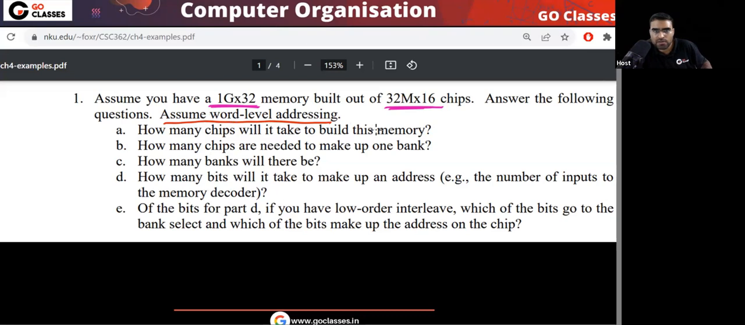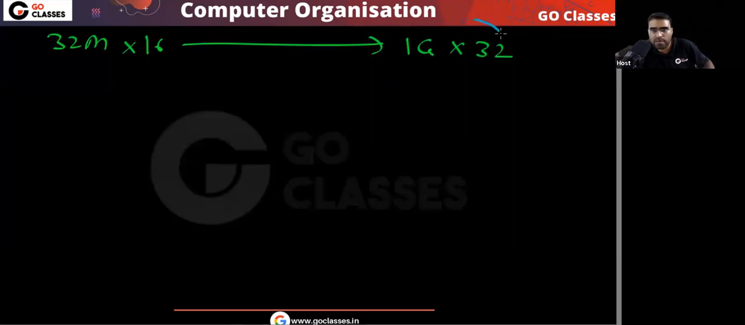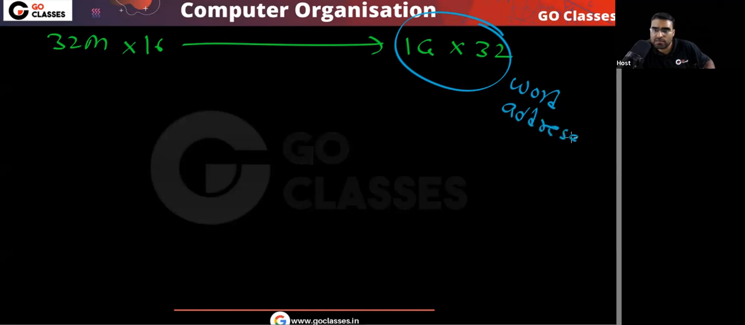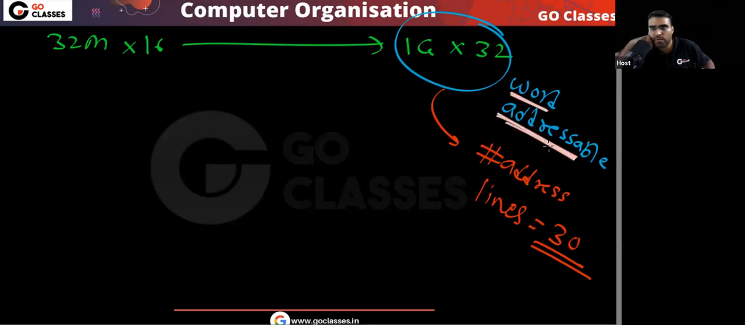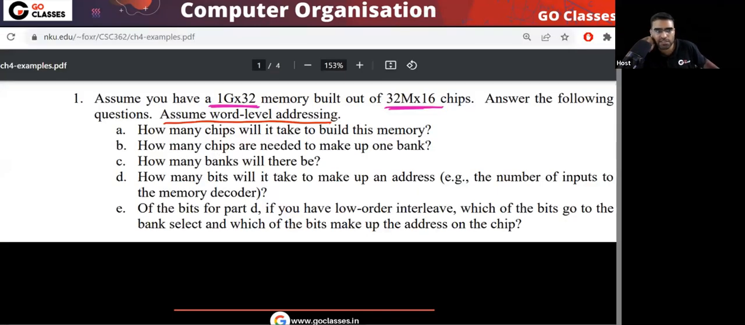And remember, you have word addressable memory. This is word addressable, so you have created word addressable memory. So tell me, what is the number of address lines? That will be 30. Because you have word addressable memory. This is given in the question: it is given that you have assumed word level addressing.